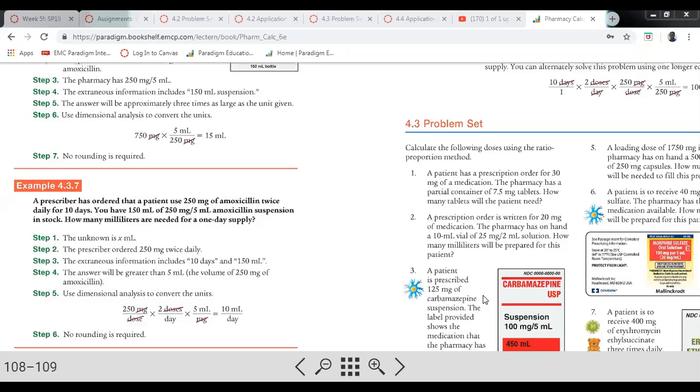So right here's the carbamazepine label. So it says the suspension is 100 milligrams per 5 mLs. Okay, so let's go back to the whiteboard.